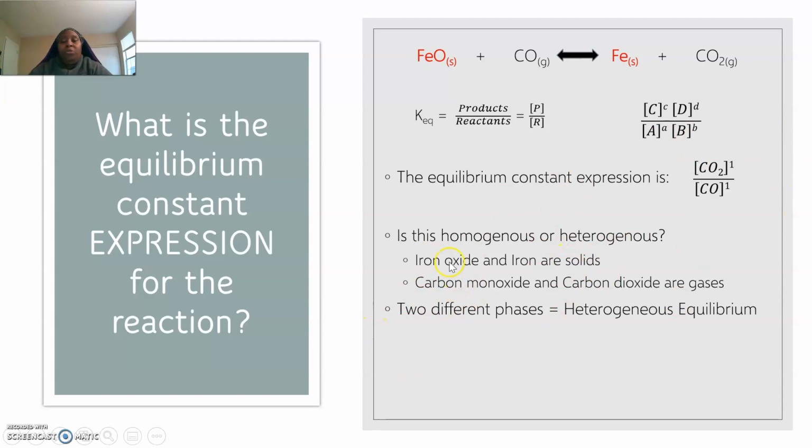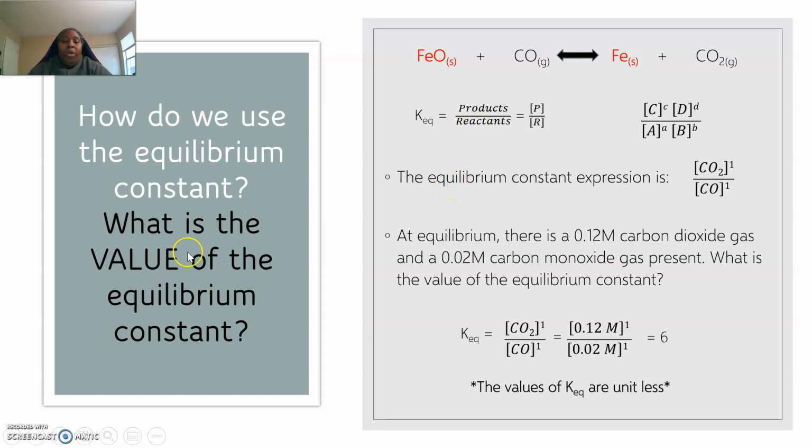So what does this mean in terms of figuring out what the equilibrium constant is numerically? We're going to take a look now at the value of the equilibrium constant. This is the same as the last slide. We know that we need the concentration of CO2 over the concentration of carbon monoxide, and that will give us our equilibrium constant. The problem in your notes says at equilibrium there is 0.12 molar carbon dioxide gas and 0.02 molar carbon monoxide gas present. What is the value of the equilibrium constant?